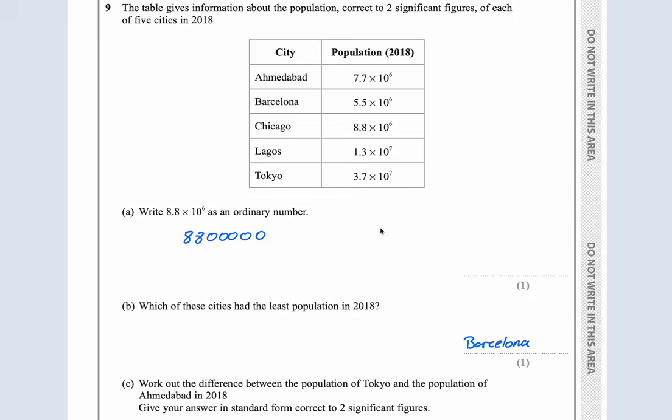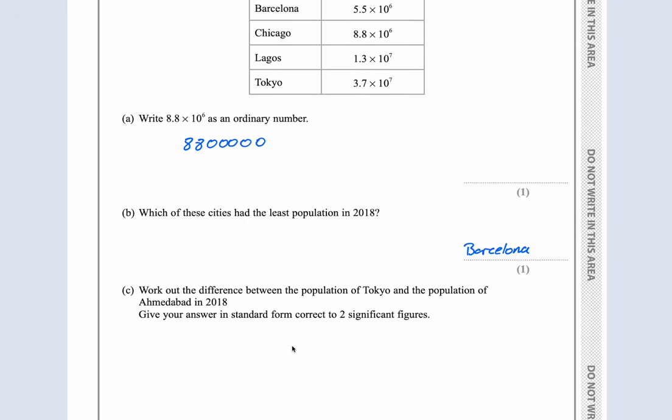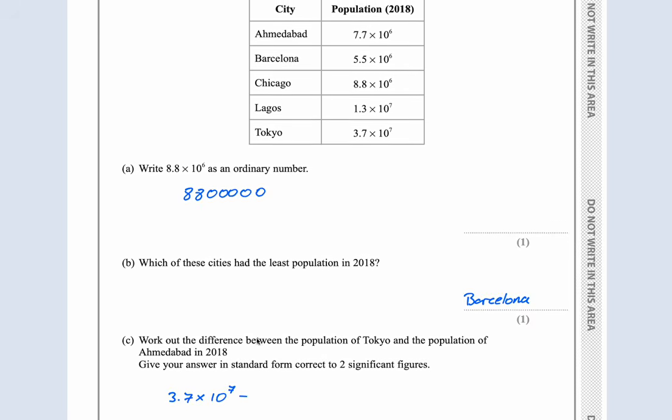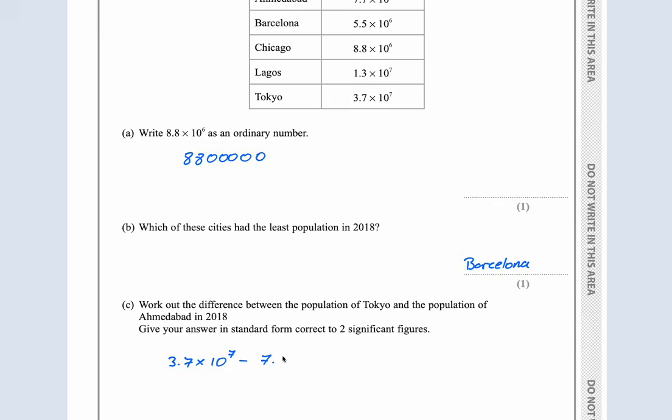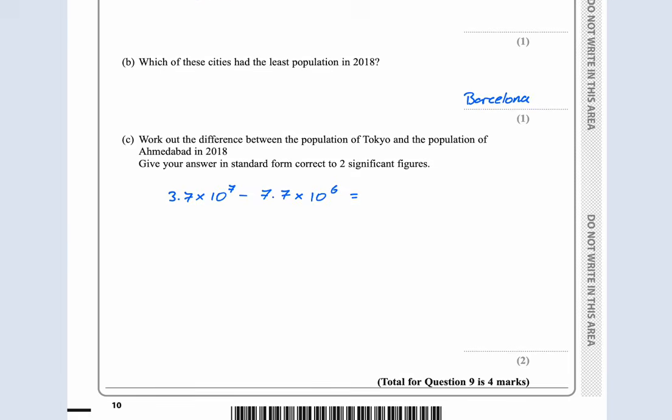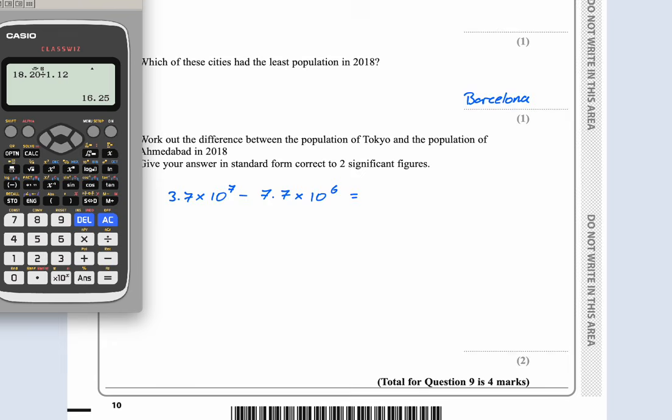Part C. Work out the difference between the population of Tokyo and the population of Ahmedabad. Ahmedabad, sorry, I've never even heard of that city, apologies. Ahmedabad and Tokyo. So the difference is this minus this. So it's 3.7 times 10 to the power of 7, minus 7.7 times 10 to the power of 6. Now I can do this. It's a 2-mark question, guys. I can do this with my calculator.